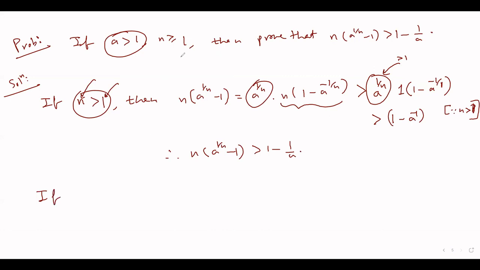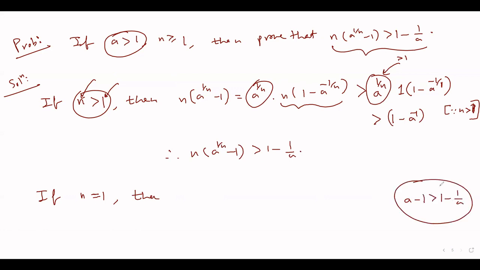But we neglected the case n equal to 1. So we are going to include that case now. If n is exactly equal to 1, then what is the expression for n equals 1? What is the inequality? It's a to the power 1 minus 1 is greater than 1 minus 1 over a. This is what we need to prove.